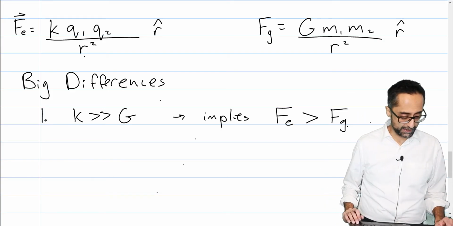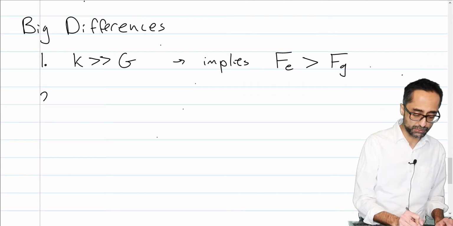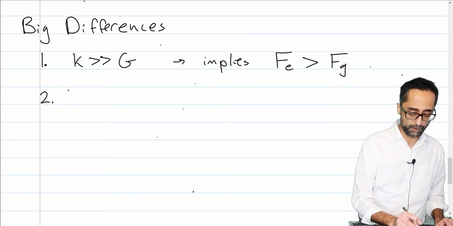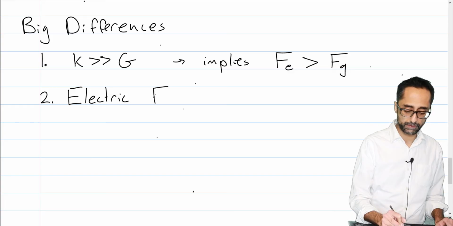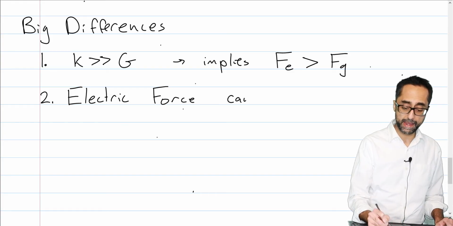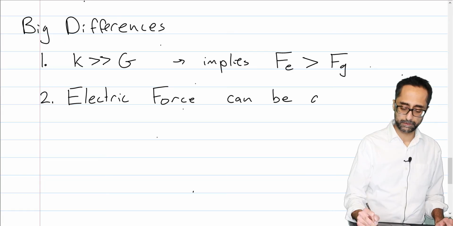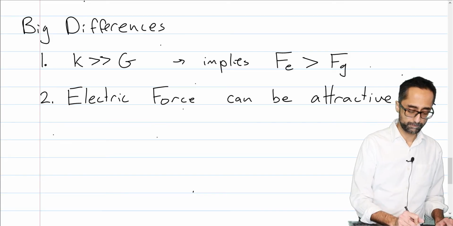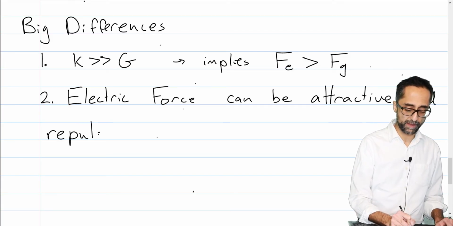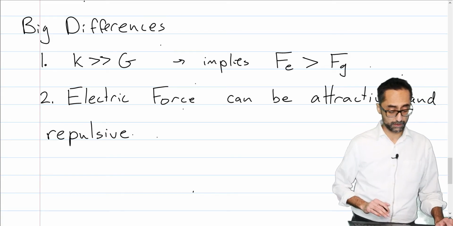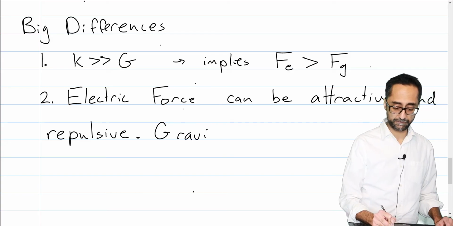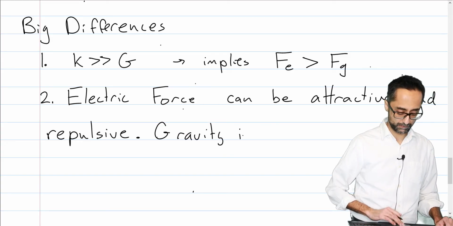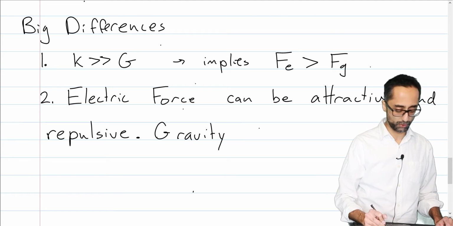Hopefully some of you said that another big difference has to do with the fact that the electric force can be attractive and repulsive, while what we've learned about gravity is that gravity only attracts. So that seems to be a significant difference between the two. Gravity is only attractive.